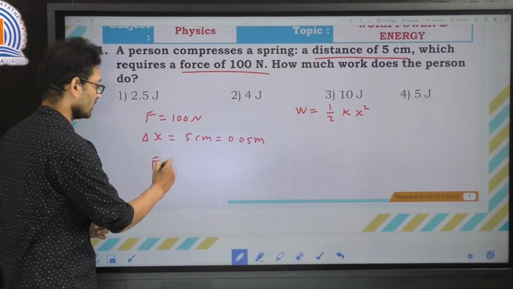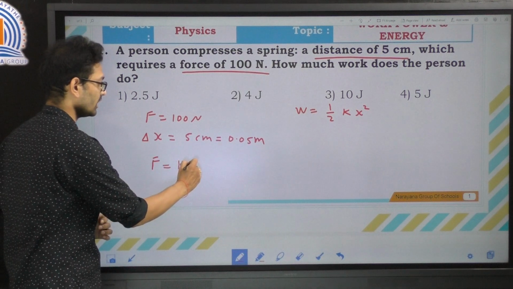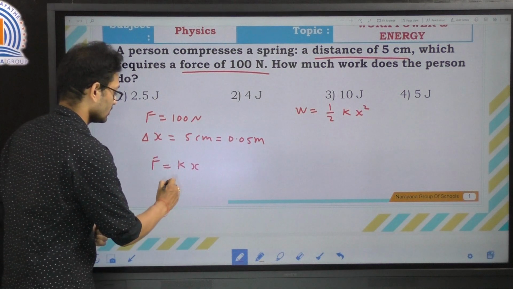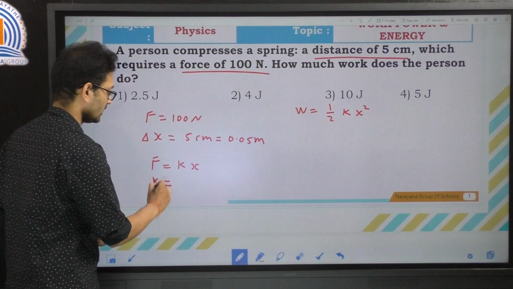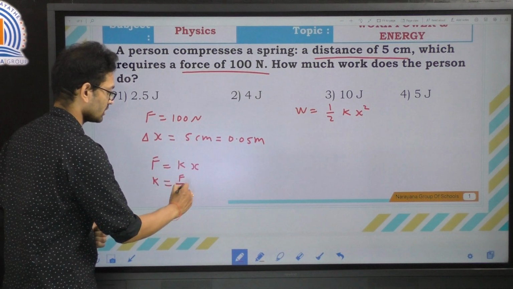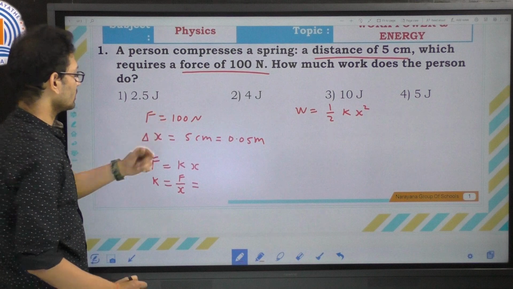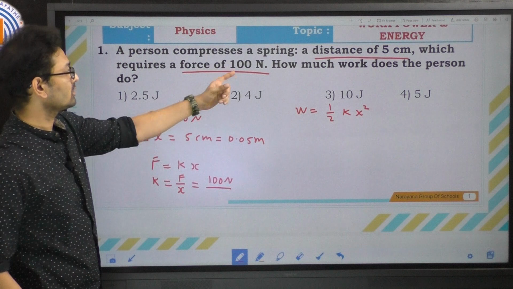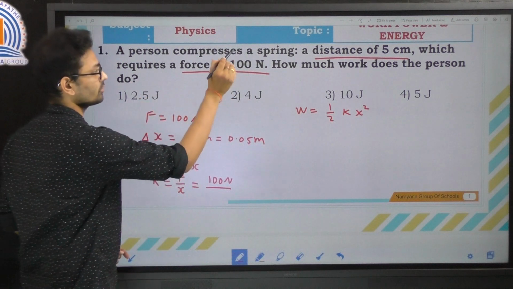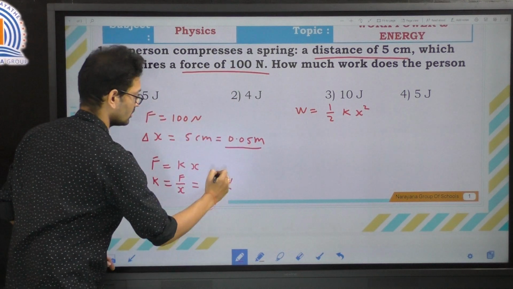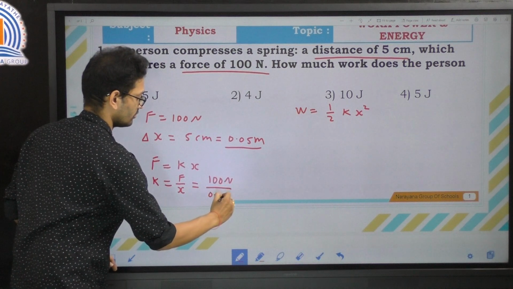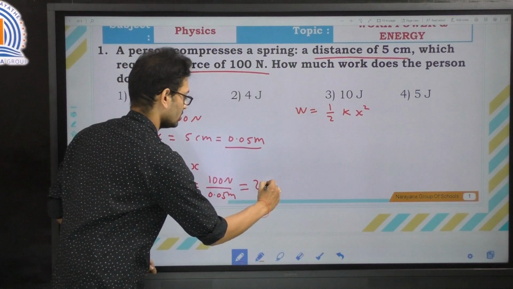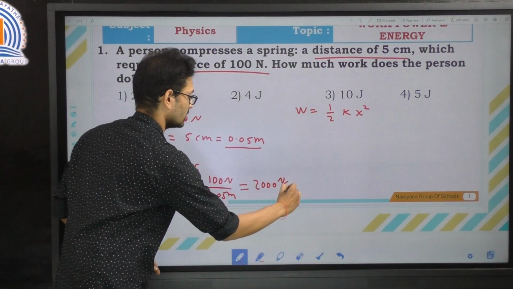From the force formula, F is equals to kx. F is equals to kx. So here what do you have? That means k is going to be equal to F by x. Now your force is given as 100 newtons and your x is given as 5 centimeters, which is 0.05 meters. So 100 divided by 0.05 meters, you are going to get 2000 Newton per meter.